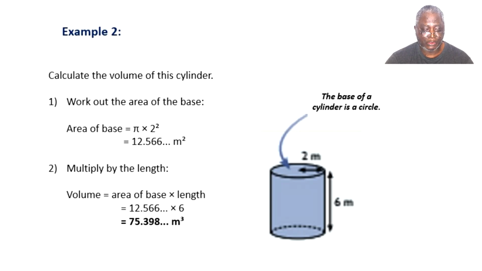So 12.566 times 6 is equal to 75.398 cubic meters. Remember, when you're dealing with volumes, you're talking about cubic measures. Okay, the base of the cylinder is a circle. Those little properties are very, very important to remember.